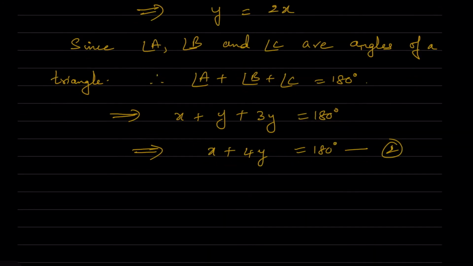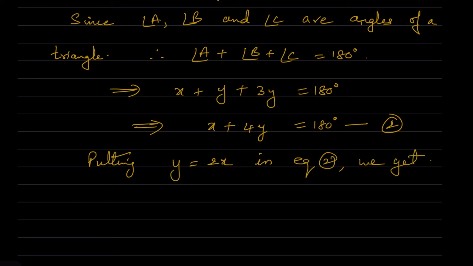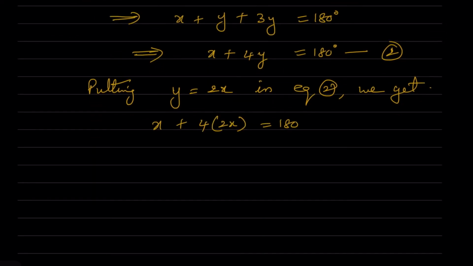Now we know from one of the equations that y is equal to 2x. So substituting that y is equal to 2x in equation 2, we get x plus 4 into 2x is equal to 180, which implies x plus 8x is equal to 180. So 9x is equal to 180, x is equal to 20 degrees.